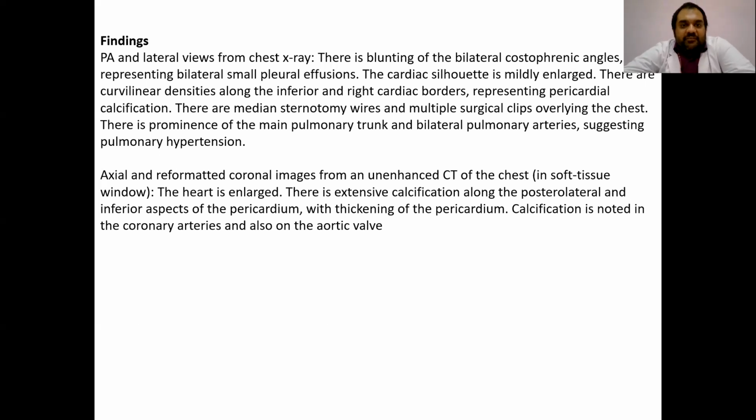The axial and reformatted coronal images from an unenhanced CT of the chest, soft tissue window: the heart is enlarged. There is extensive calcification along the posterolateral and inferior aspects of the pericardium with thickening of the pericardium. Calcification is noted in the coronary arteries and also on the aortic valve.